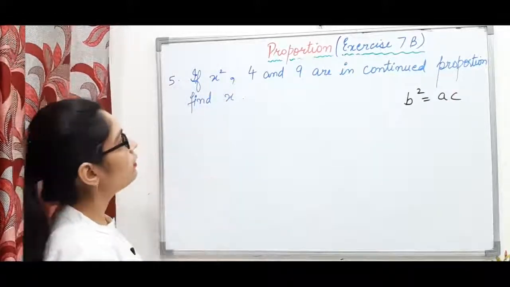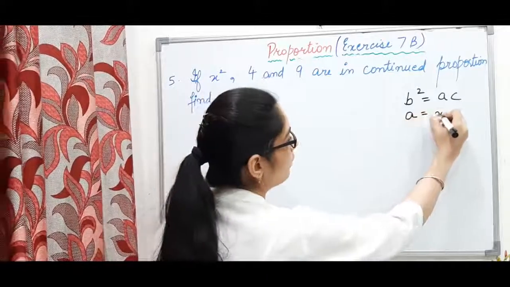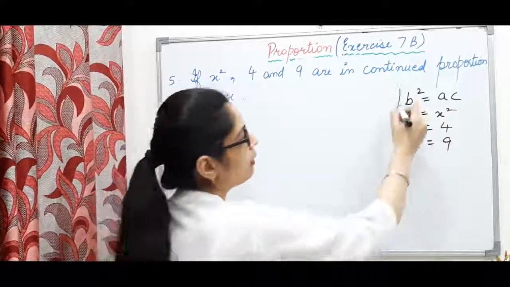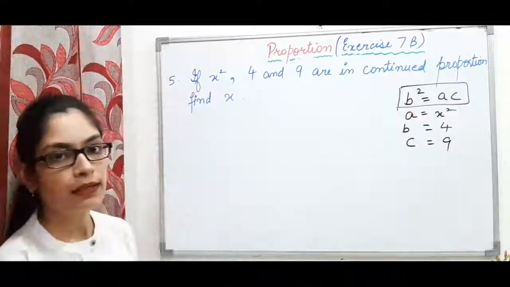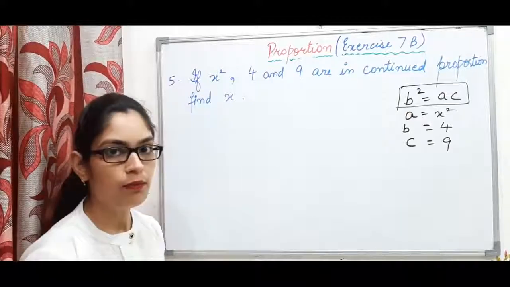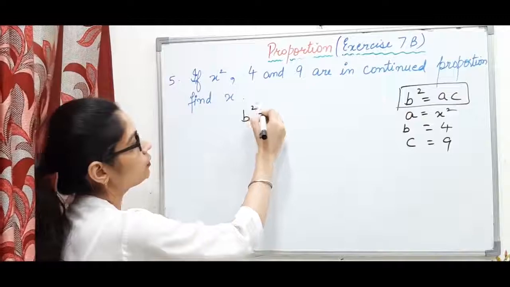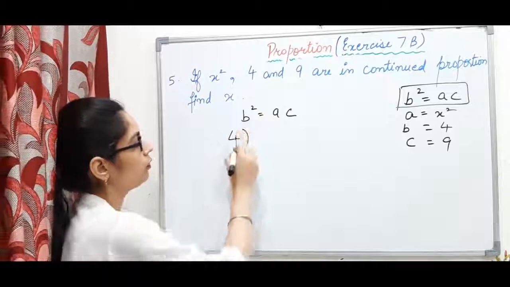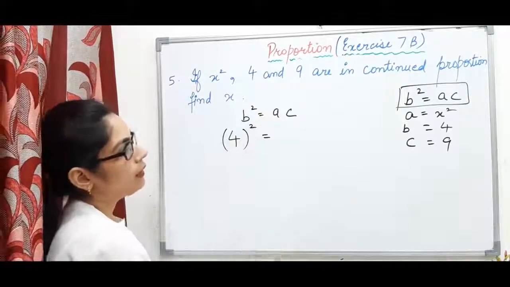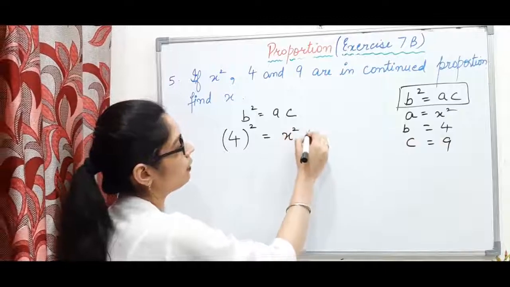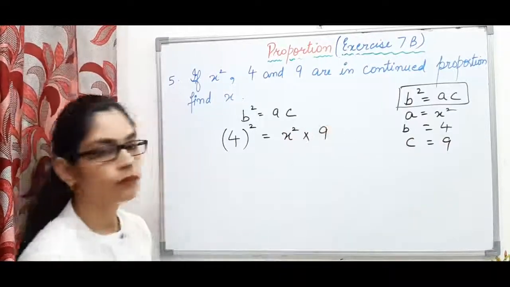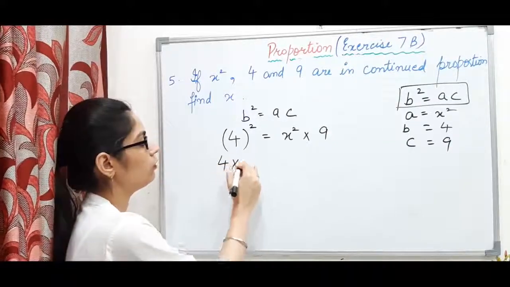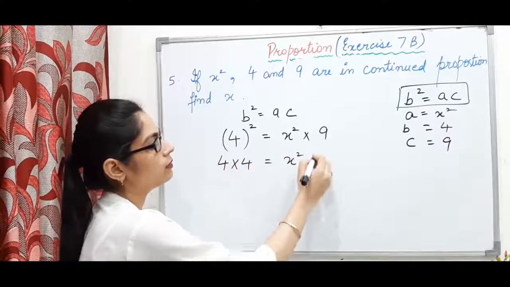So all the values are given to us. a is equal to x square, b is equal to 4 and c is equal to 9. So accordingly we will substitute the values of a, b and c in this formula and we'll find the value of x. So b square is equal to ac, b is 4. In place of b we can write 4 whole square, a is x square into c is 9. So 4 square means 4 into 4, x square as it is, into 9.